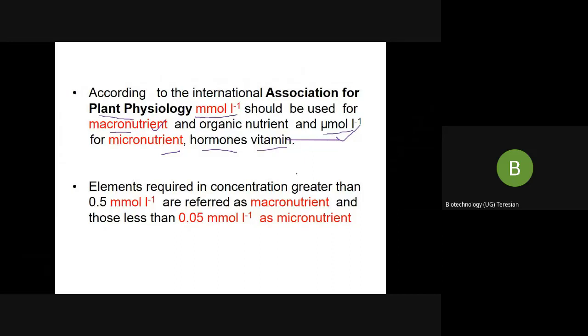So for the elements required, if the concentration is more than 0.5 millimole per liter, it is called a macronutrient. And if it is less than 0.05 millimole per liter, it is a micronutrient. Otherwise, you can convert this millimole per liter into micromole also. This is the unit in which whatever you are weighing is represented. For example, you weigh it in grams per liter or milligram per liter.